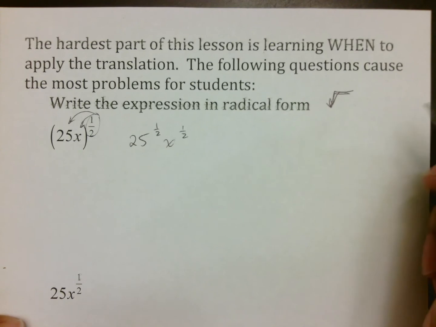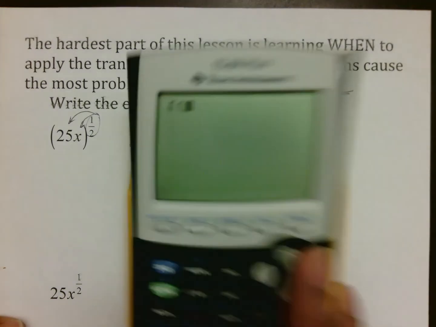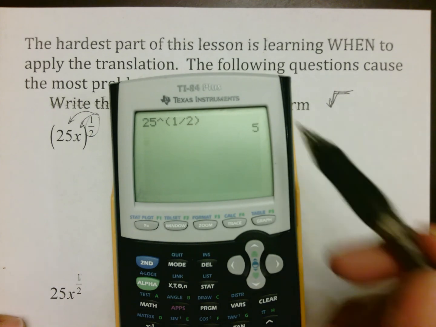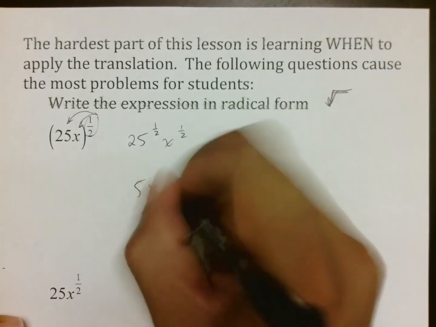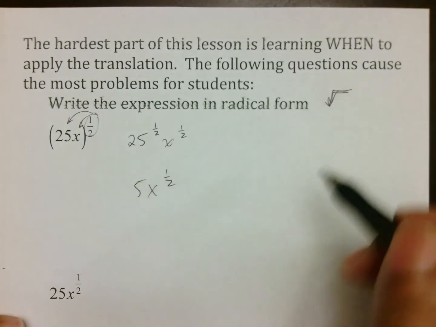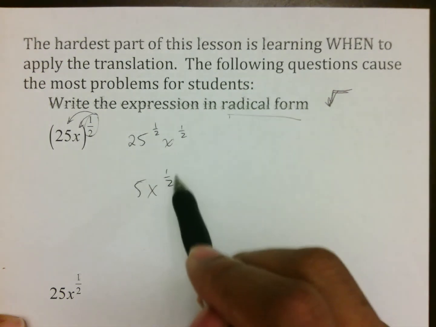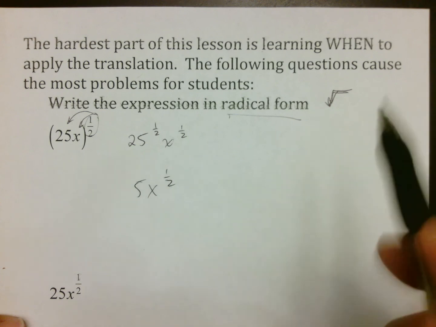The first thing you must do is simplify what can be simplified. Well, 25 to the 1/2 I can type into here as 25 caret and then 1/2. And notice I get the nice number of 5. And so I want to simplify that to be 5x to the 1/2. Going back to our directions though, it says write it in radical form, which means that we don't want the fractional exponent. We want this to be written inside of a root.